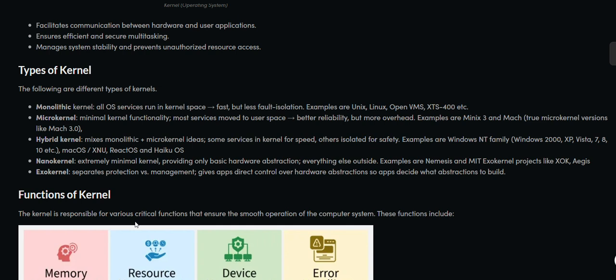Coming to nanokernel, it means the size of the OS is very small, an extremely minimal kernel, and it provides some basic hardware abstraction. Examples are Aegis and XOK. Actually, it is published and provided by MIT.